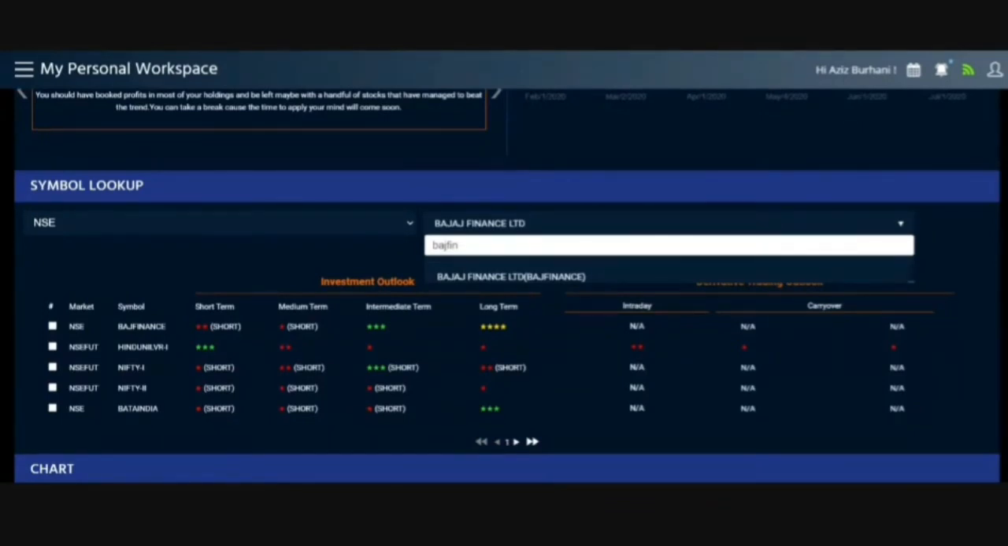Okay, but if you see the intermediate and the long term, in the long term it is a 4-star stock. So it is giving you a different perspective on the same stock, a different perspective for a short-term trader, and a different perspective for a long-term investor. That is what this symbol lookup does for you. In just one look, it is making it so simple for you to understand that if you are investing for the short term, probably Bajaj Finance is not the right choice for you. But if you want to invest for the long term, then Bajaj Finance is a very good stock.